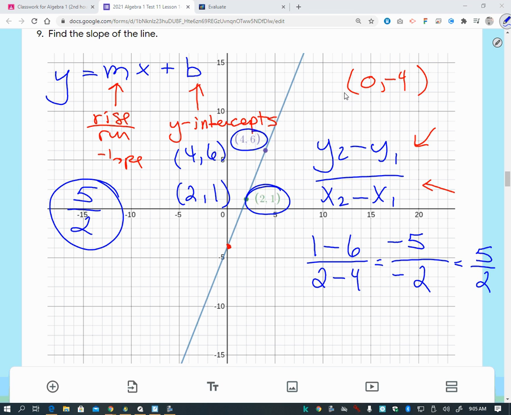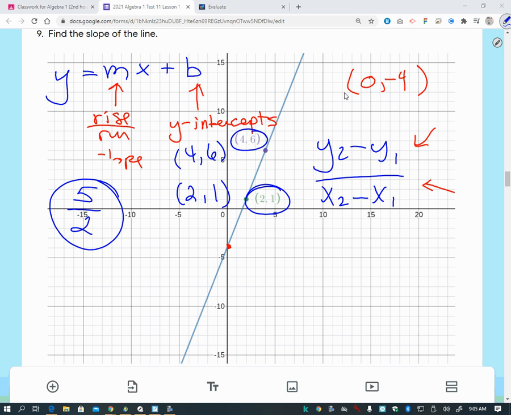Yeah. Okay, now let me show you something else, because you notice how we got negative over negative, right? It'd be really easy to get that wrong and put -5 halves, right? Okay, so you need to be careful. Now, somebody will ask the question, because this is y2 minus y1 over x2 minus x1.